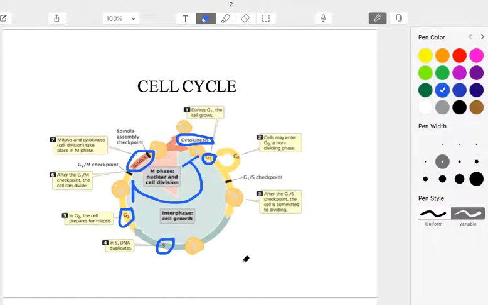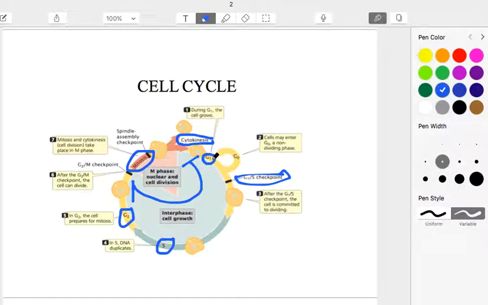But remember, as I say G1, S, G2, it is not that easy. You're going to have different checkpoints. Those checkpoints are very important also, and we're going to briefly discuss those. Let's first talk about the G1 phase.